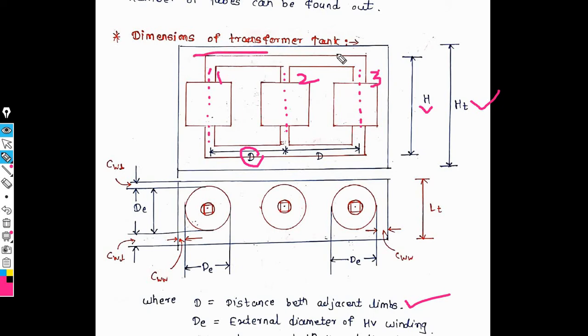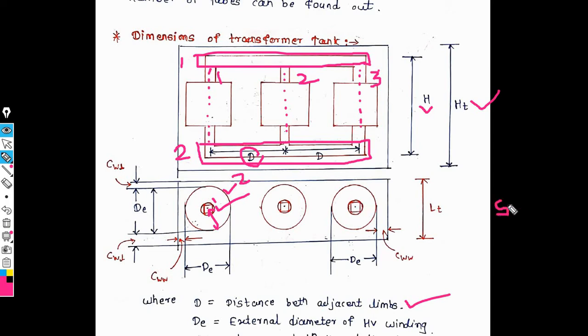It also consists of 2 yokes. This is the yoke section. This is the first yoke, and this is the second yoke of the transformer. That means a 3-phase transformer consists of 3 limbs and 2 yokes. Then these are the 2 circles: the first circle indicates primary winding, and the second circle indicates secondary winding, and the small rectangle indicates the square core we have to use.